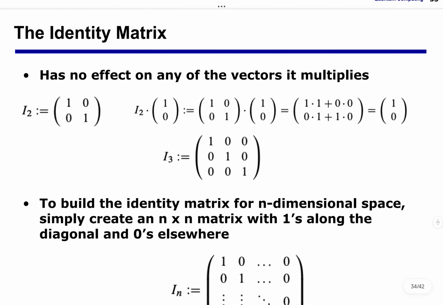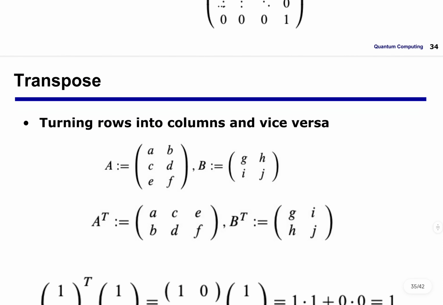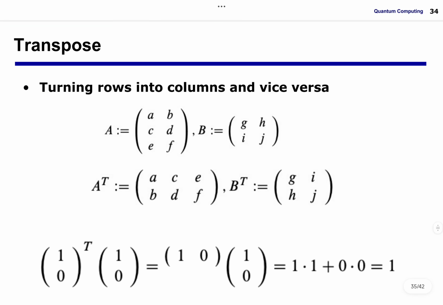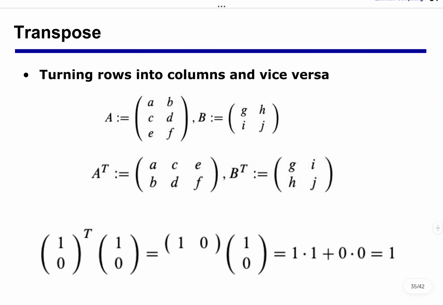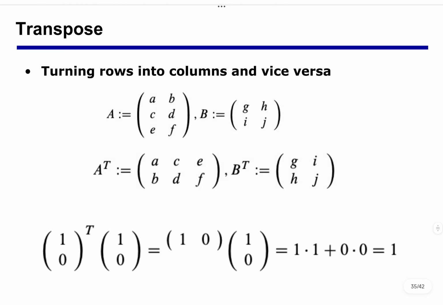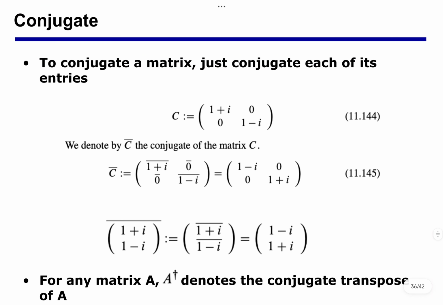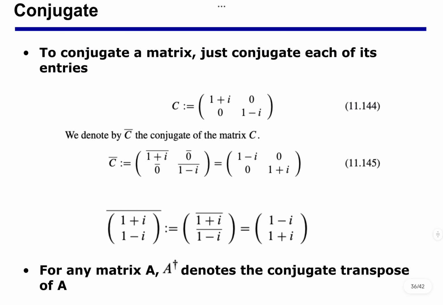Identity means that this is one matrix times it. And the transpose turns rows into columns and vice versa. Also, there is the conjugate. I think a very important concept is the conjugate of a matrix.